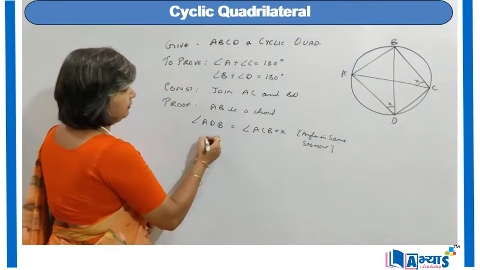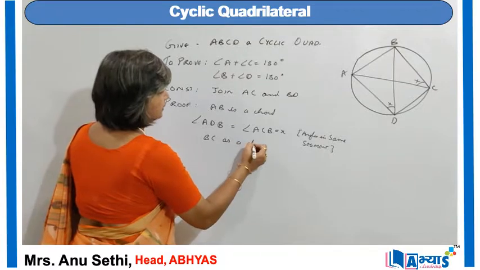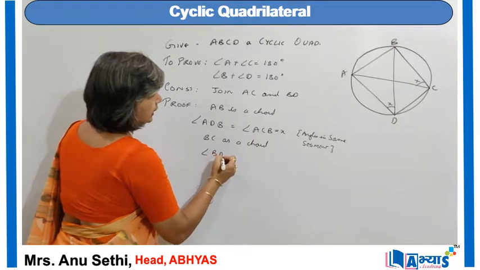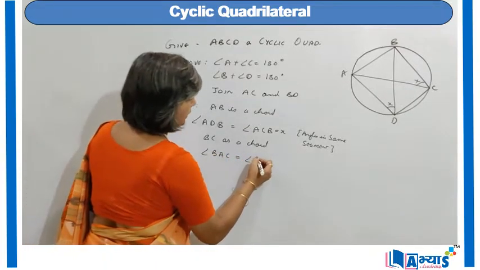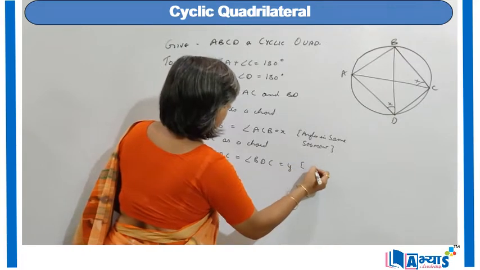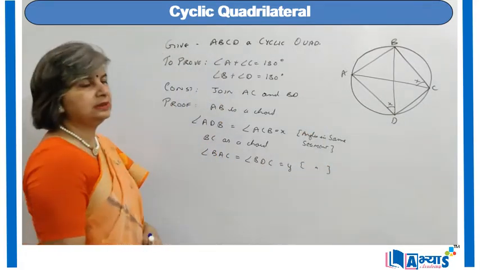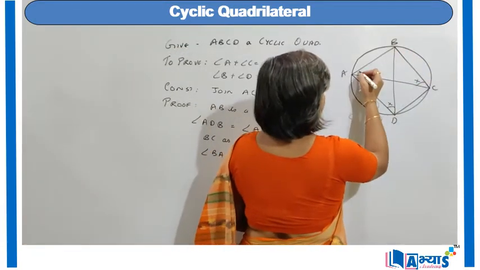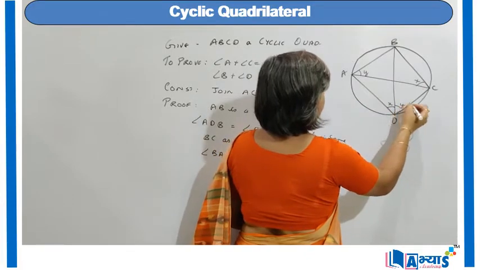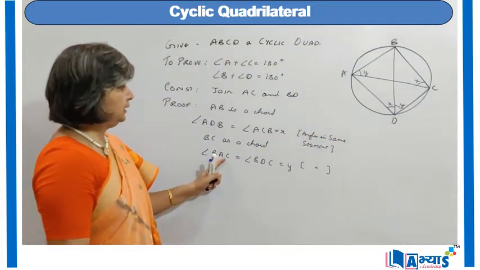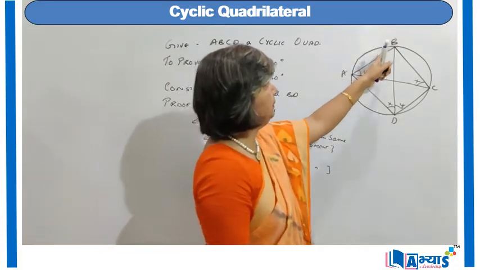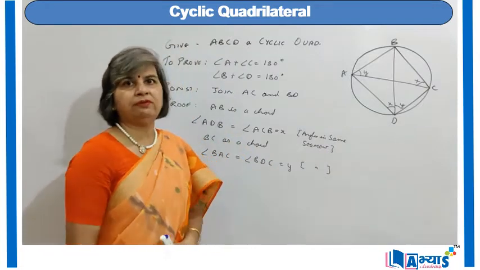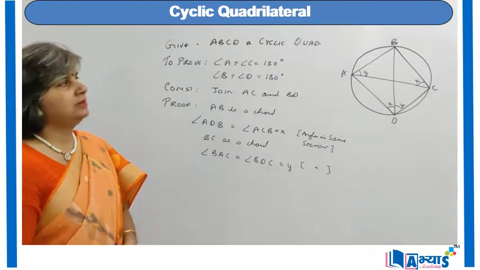So again, if we take BC as the chord, then we can say that angle BAC is equal to angle BDC. Let us suppose it is equal to y. The reason is the same: the angles in the same segment are equal. When BC is the chord, this is equal to y and this will be equal to y. That means BAC and BDC, both the angles are in the same segment, so they will be equal. Let us mark them as y.